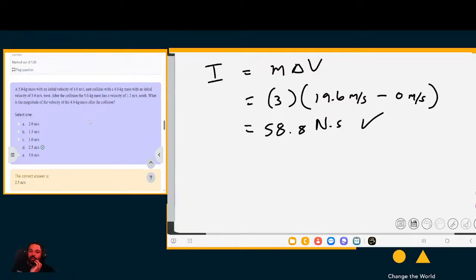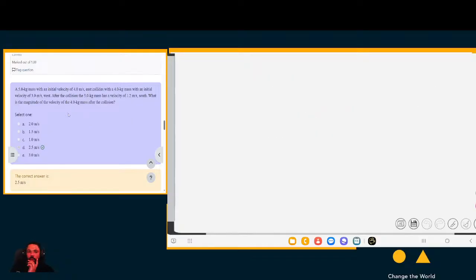Question 9 is a really good problem due to the fact that it deals with collisions. A 5 kilogram mass with an initial velocity of 4 meters per second east collides with a 4 kilogram mass with an initial velocity of 3 meters per second west.